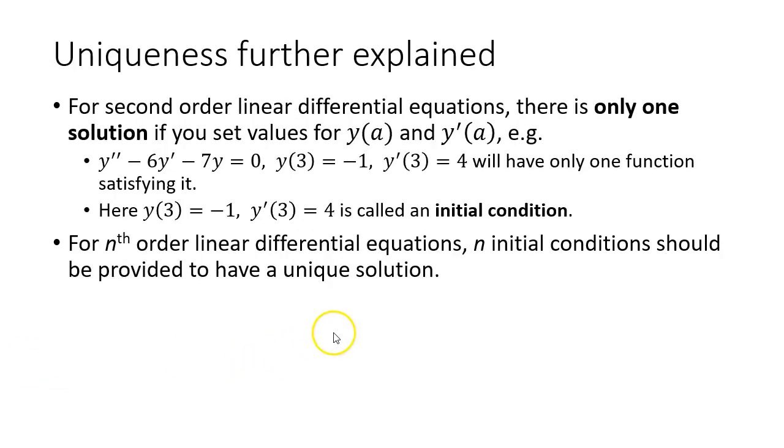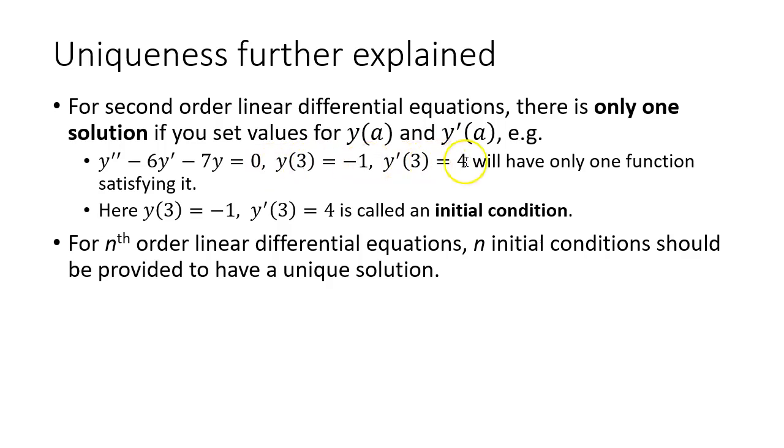Now, we need to delve into this uniqueness business further. I talked about the initial condition, so here is a more explicit statement. For second order linear differential equations, there is only one solution if you set values for y(a) and y'(a) for some value a. For example, if you have a second order differential equation with y(3) equals negative 1 and y'(3) equals 4, then you have only one function y satisfying this differential equation.